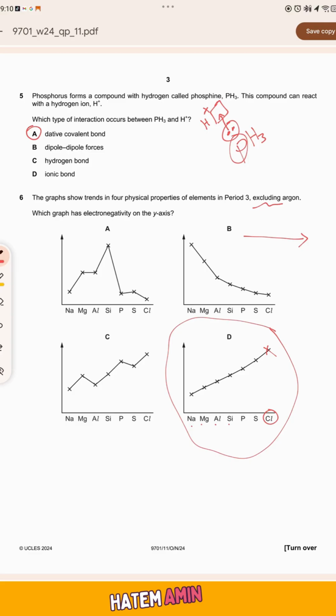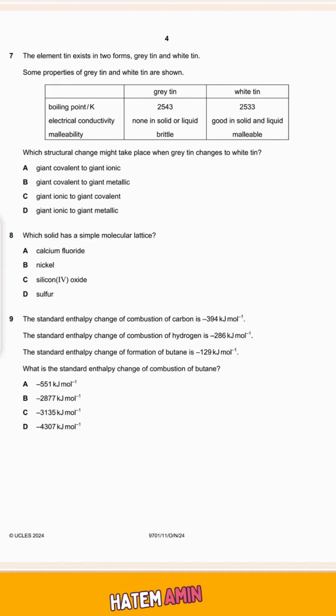Okay, so the electronegativity trend in the periodic table increases from left to right. It's a fixed trend. Thank you so much. This is the electronegativity trend. The question is number 7.